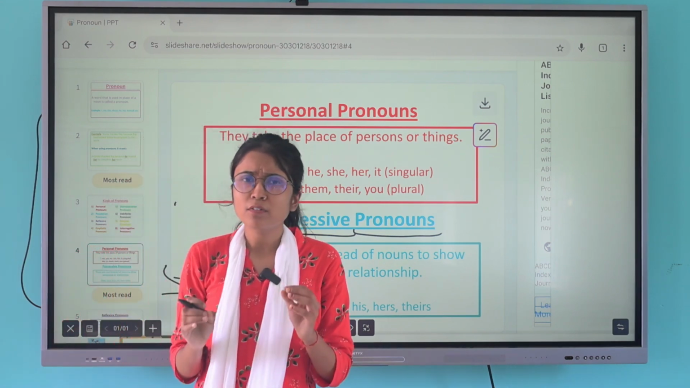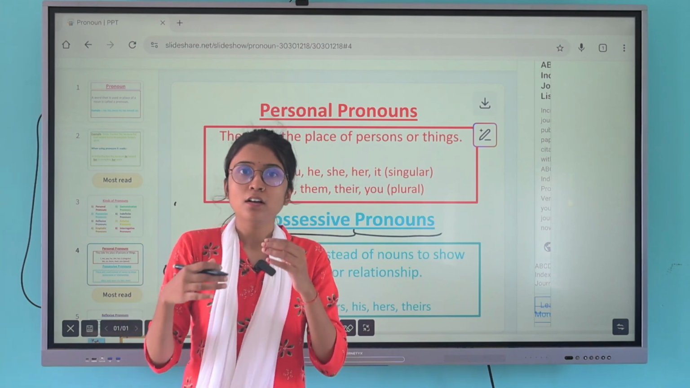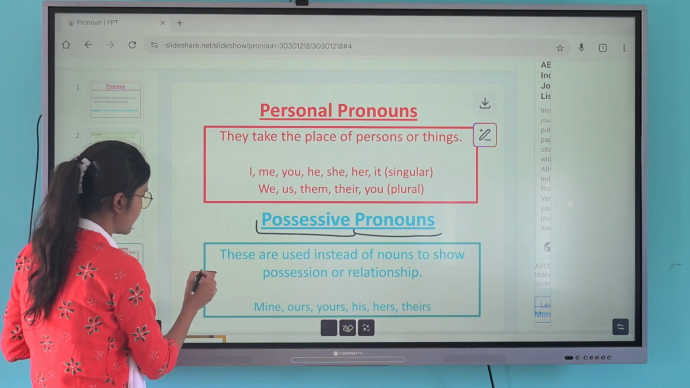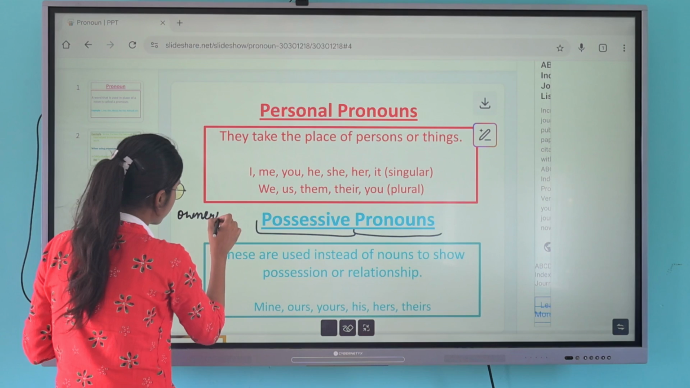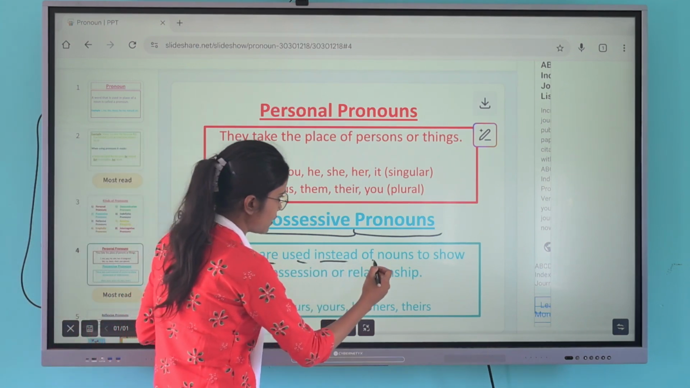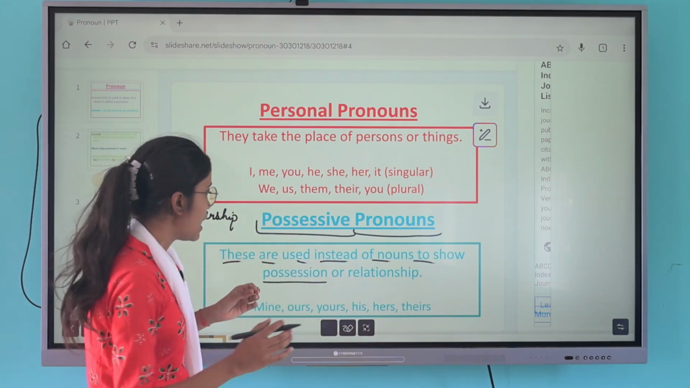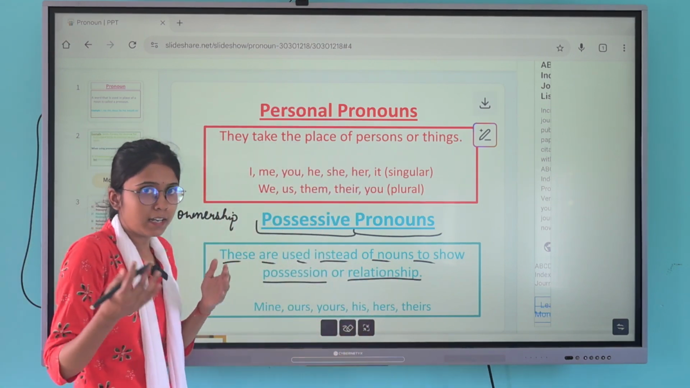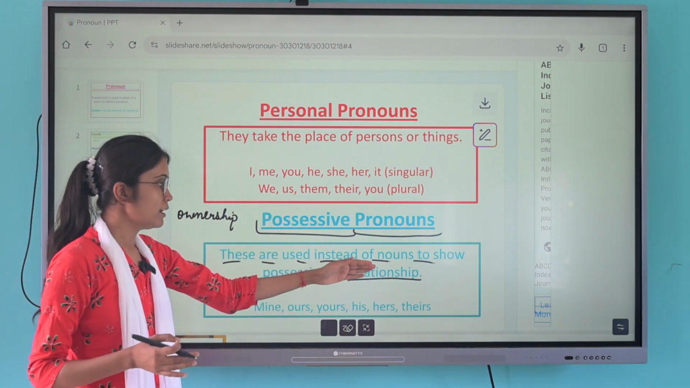So possessive pronouns simply represent ownership. It refers to ownership or belongingness. These are used instead of a noun to show possession. Possession means any kind of ownership, and it also shows relationships.